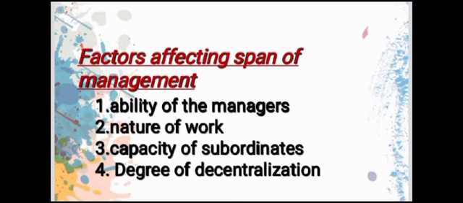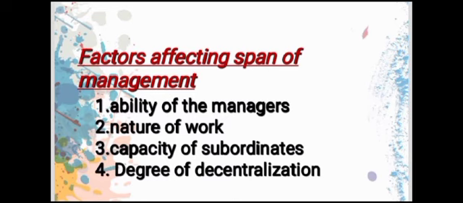Next, third one, capacity of subordinates. Subordinates means employees. If the employees are more skilled and more expert in their work, then a smaller number of employees can be kept in one span under a single superior. If the employees have less ability, are less skilled and less expert, then a larger span of subordinates can be kept under a single superior.